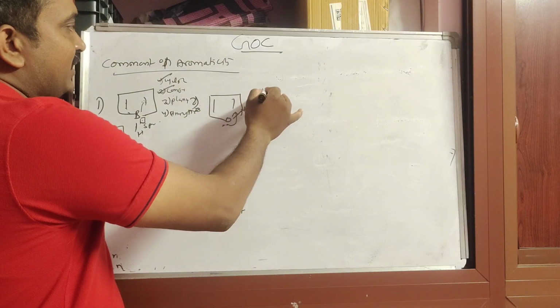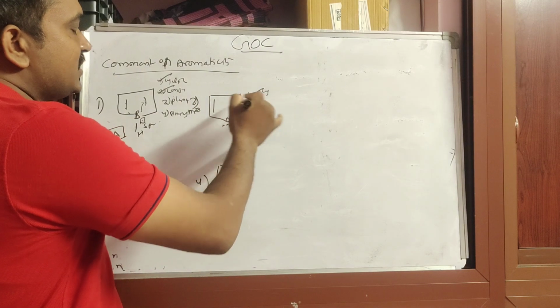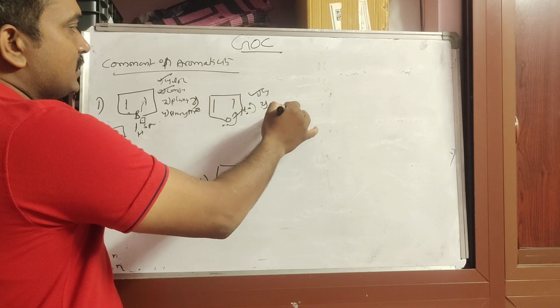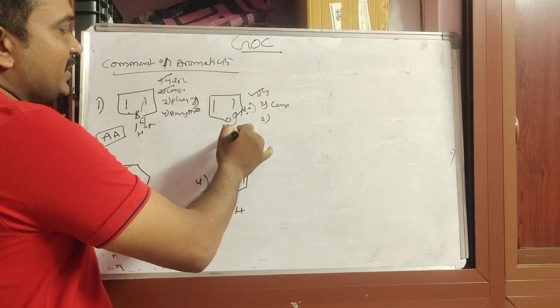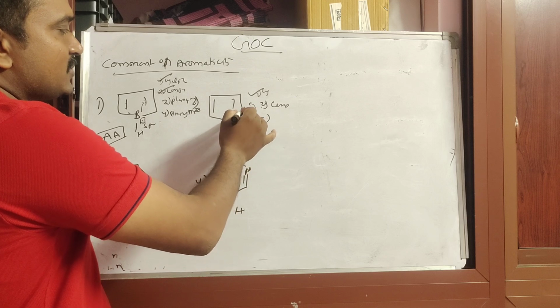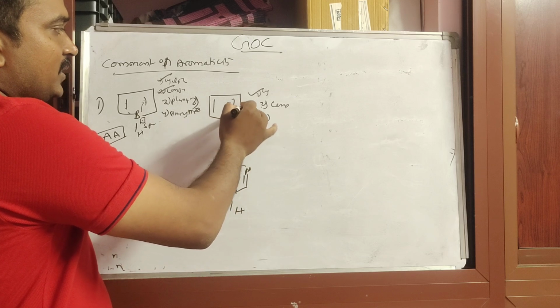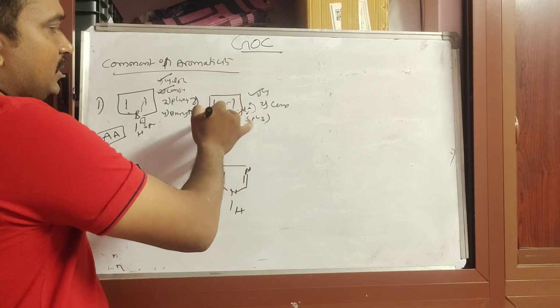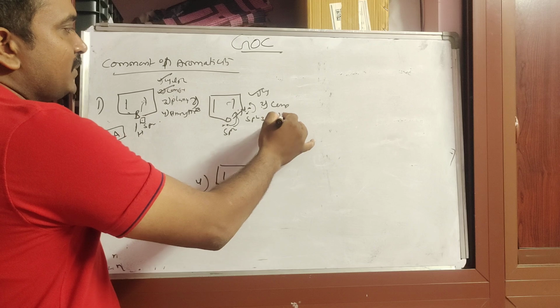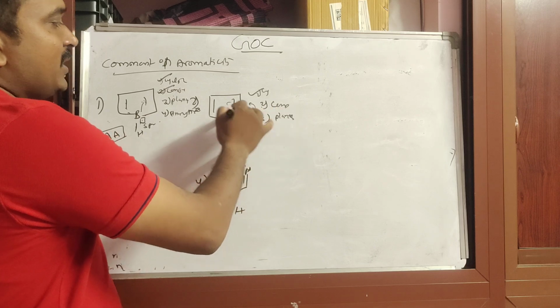First condition is cyclic, yes. Second condition is conjugation, yes. Third one is planar. This is sp2 hybridized because this lone pair is involved in the conjugation. This is also after the lone pair, and this is also sp2 hybridized. Double, single, lone pair. Same, all are sp2 hybridized. Yes, it is planar. This lone pair is involved in the conjugation.